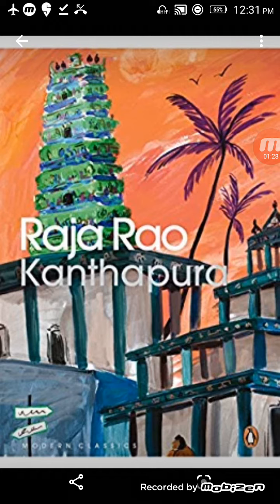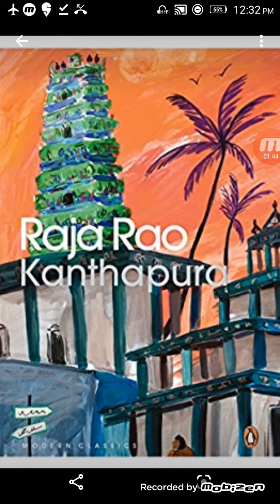So Kanthapura is the third text that I tackle on my syllabus. The first is Passage to India, second is V.S. Naipaul, and third is Kanthapura. So all three are more or less connected with the Indian writers.